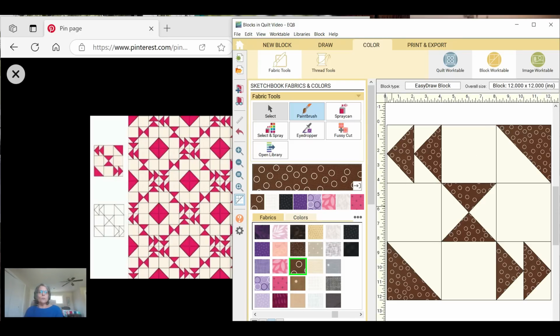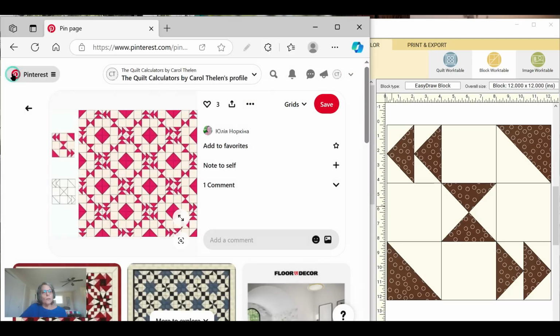So I hope this helps you in trying to find blocks from a quilt picture. I know you can do this, so just practice on things that you see and see how you can come up with things. And if you have any questions, be sure to ask me in the comments or send me an email, and I'm happy to answer all your questions.